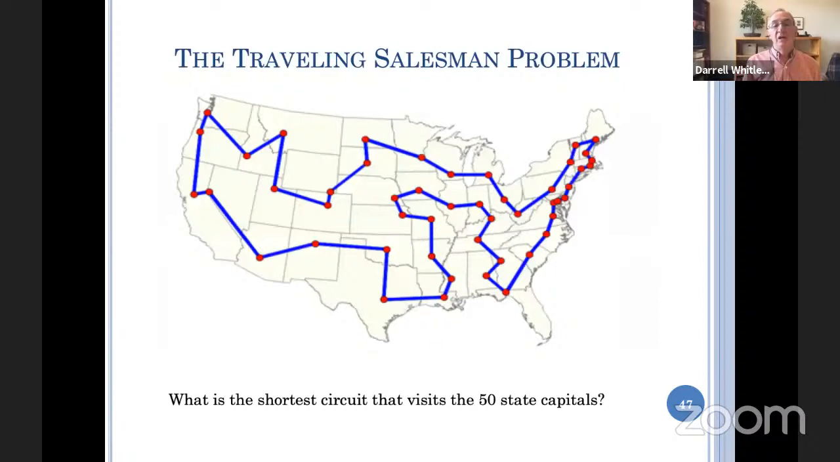So now I'm going to switch gears. I'm going to talk about the traveling salesman problem. The best picture I could find was of the 50 US states. I tried to find one of Spain and just couldn't find anything after about 10 or 15 minutes, so I gave up. The idea, of course, is these are the capital cities in the states of the United States, and we're looking for the shortest route that connects all of them.